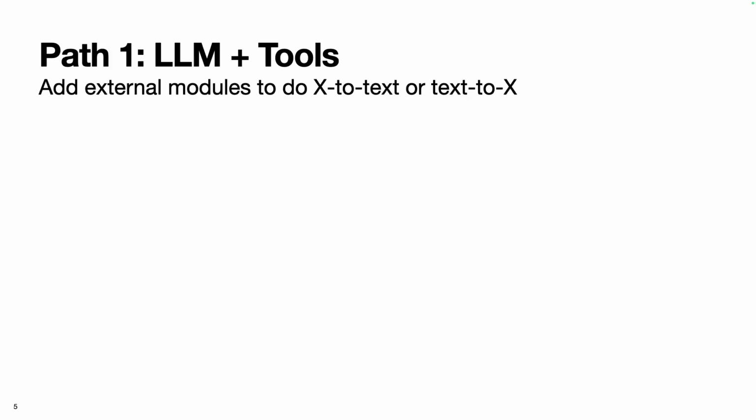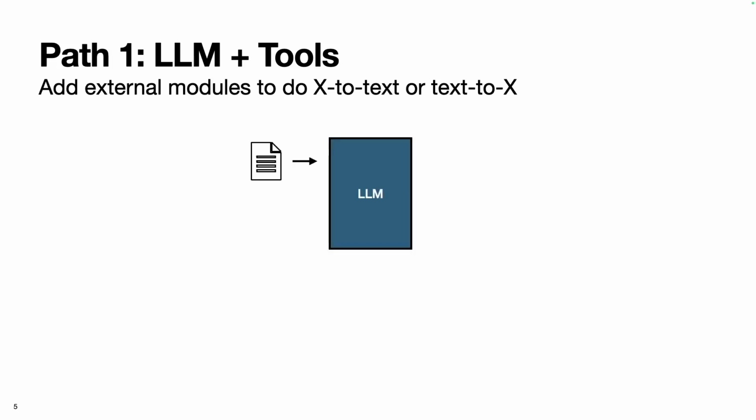So starting with path 1, this consists of adding external modules to do X to text or text to X, where X represents any arbitrary data modality. It could be images, audio, EEG data, time series data. It could be anything. So the way this works is that we'll have our large language model, which is only capable of taking text in and spitting text out.